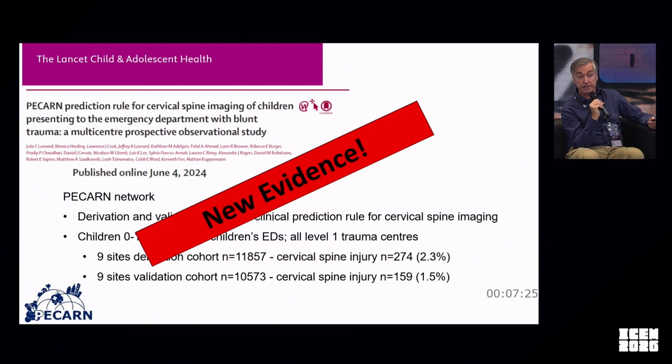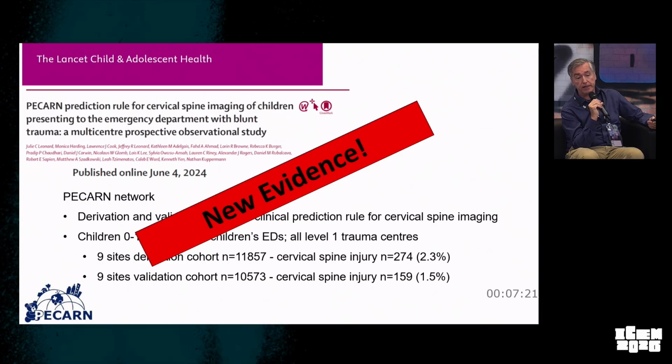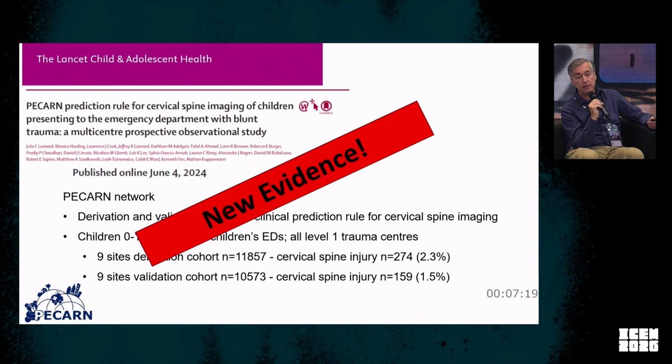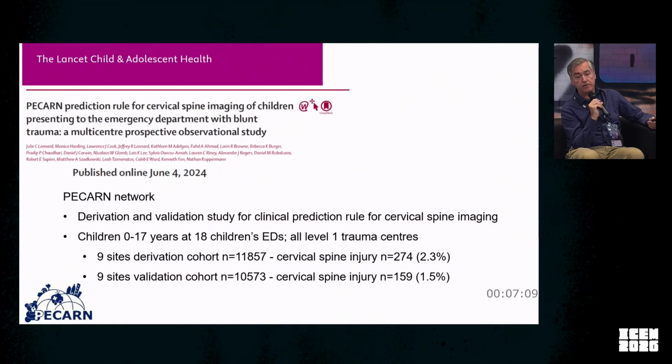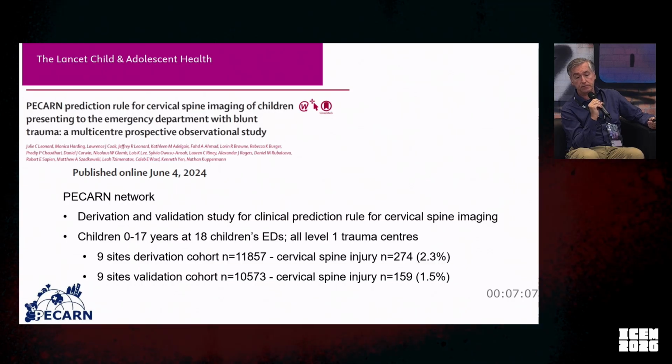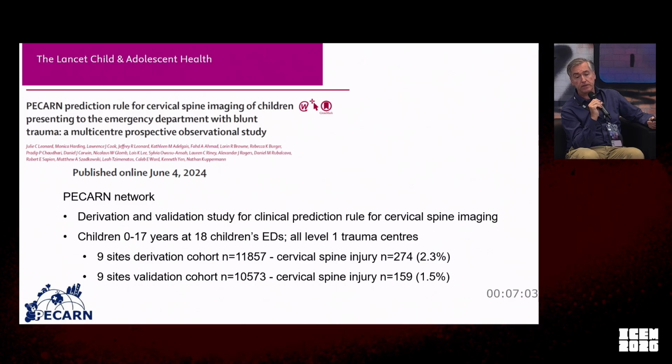So what's the new evidence in this space? Well, it's from the PECARN network. As I mentioned, this is the US research network. They undertook a huge effort. They looked at 20,000 children with possible cervical spine injuries. They were assessed for cervical spine injury. And as you can see, the rate is about between 1.5 and 2.5% of actual cervical spine injury.